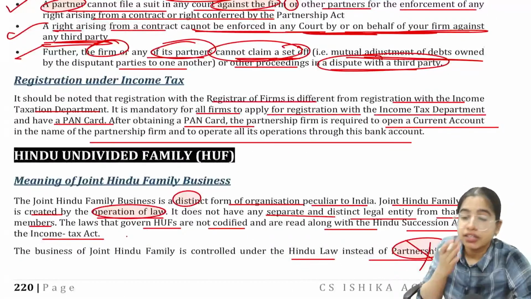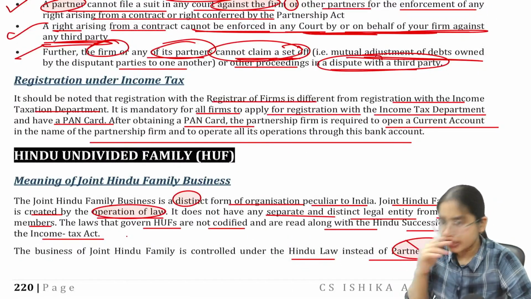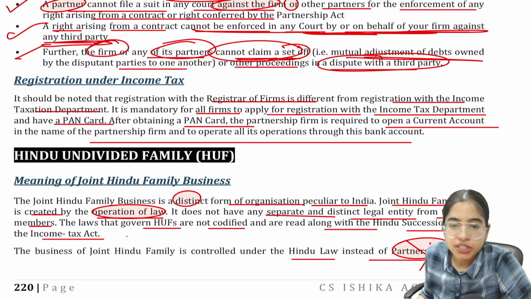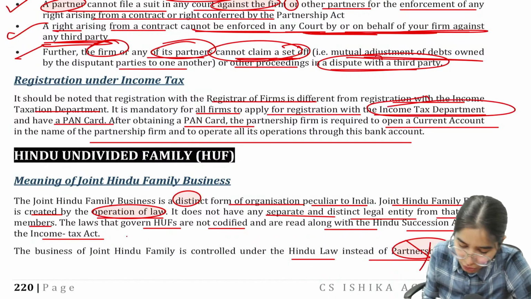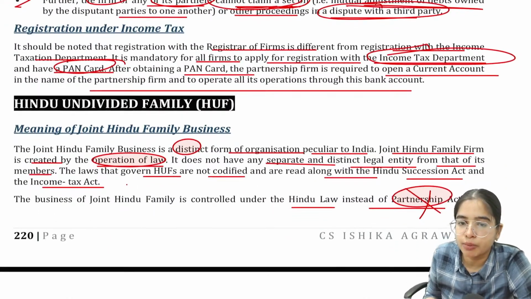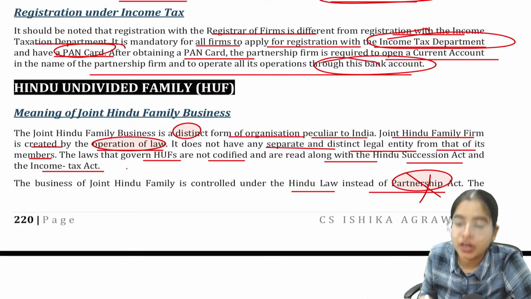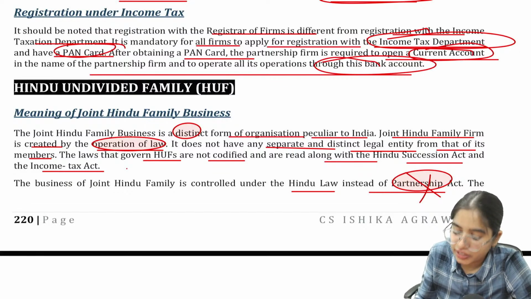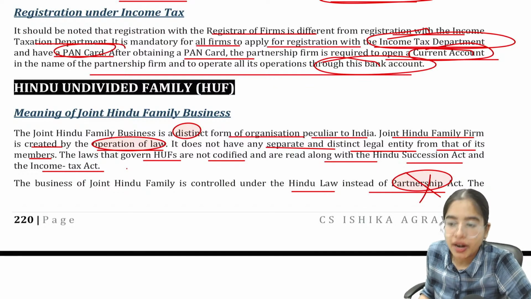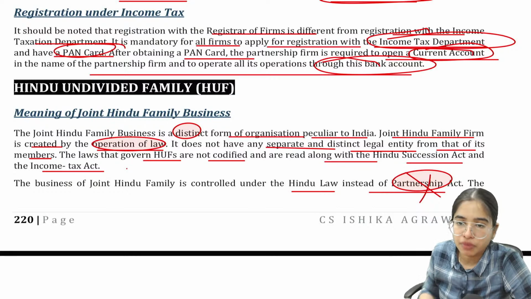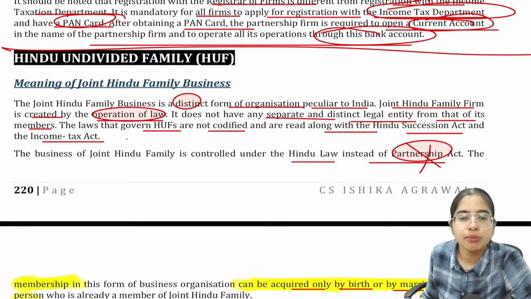Next is registration under income tax. Obviously you are running a partnership firm. In the name of the partnership firm, you have to take income tax registration, and you have to take a separate PAN card in the name of your firm. Also you have to open a bank account, basically a current account, in the name of that partnership firm. We are done with the partnership firm.